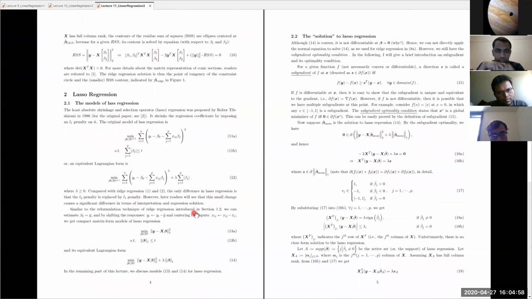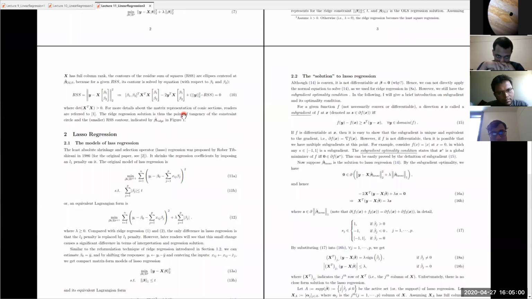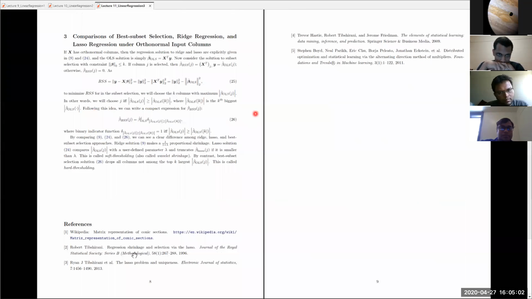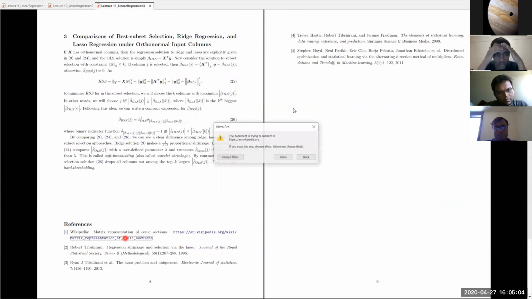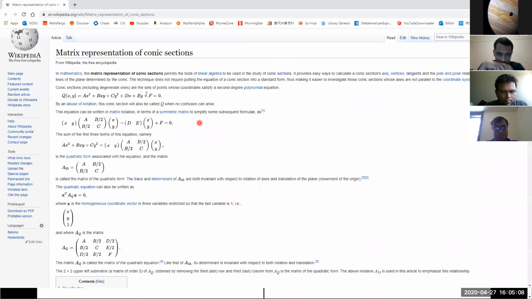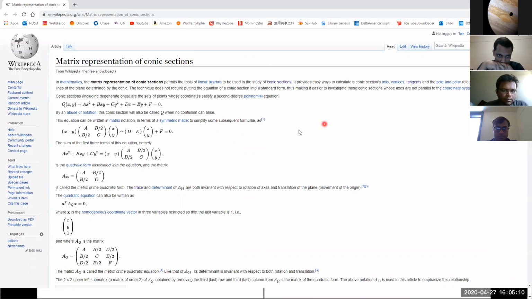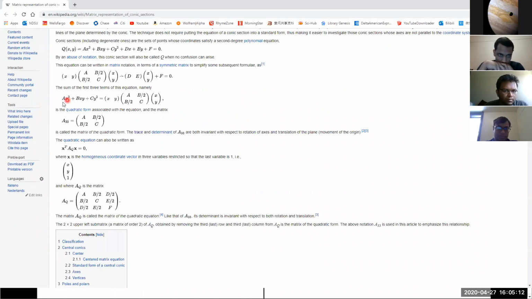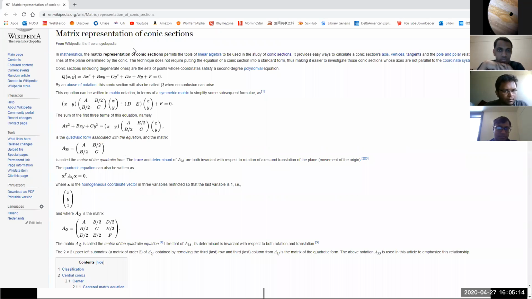Where is it? 1. Okay, what is 1? 1 here. Okay, let's open it. And then you're going to see what I'm talking about. Here we go. Matrix representation of conic sections. So you're going to see something like this. See it? Exactly the same matrix notation here.